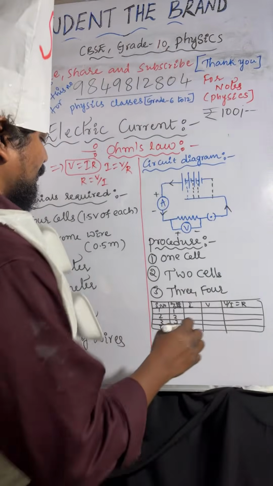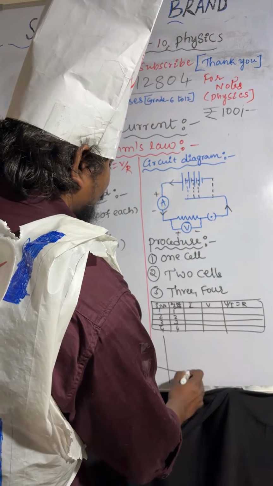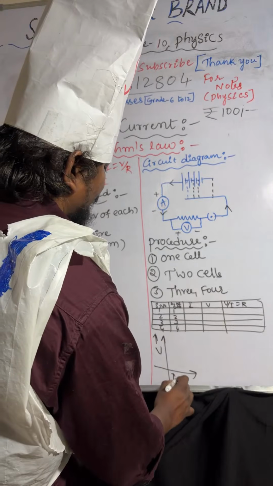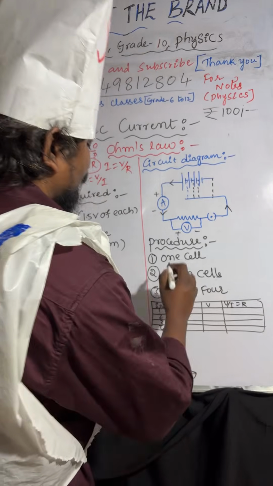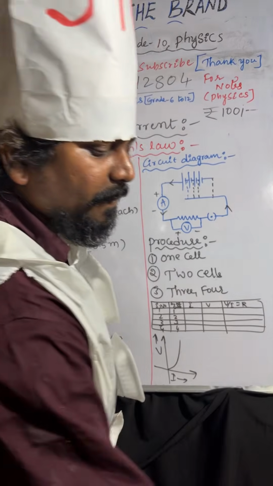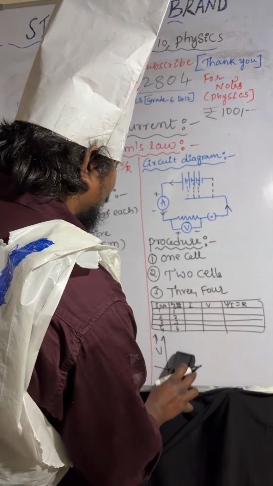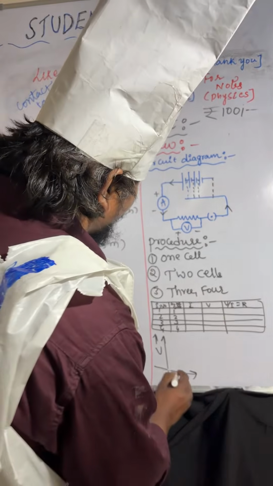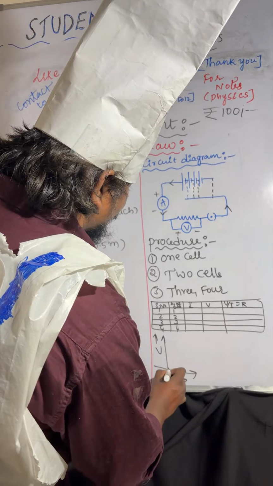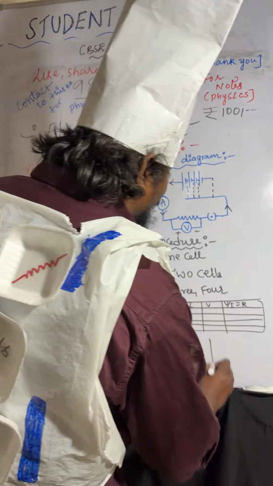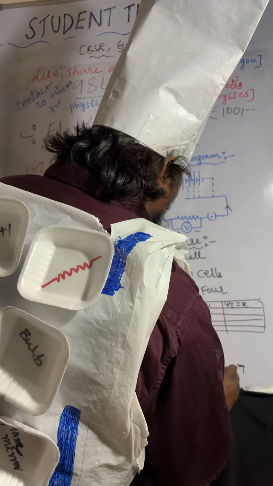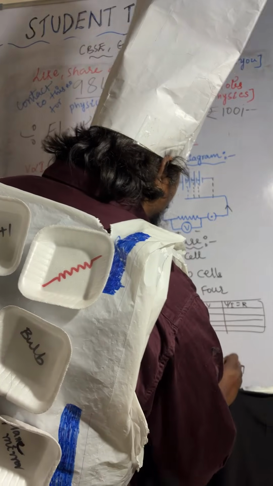Check once here. I am drawing like this: V on y-axis, I on x-axis. The graph is linear like this. This is the VI graph, V on y-axis, I on x-axis. For non-ohmic conductors, the graph is curved.